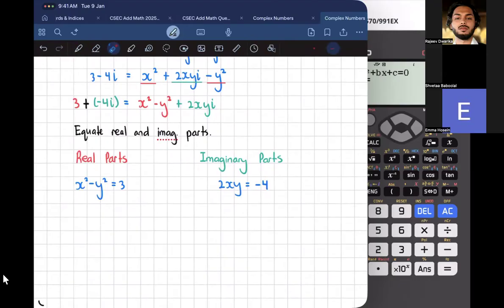This is probably bringing back memories from when all you had to do was ellipses in unit one. I remember the form x squared over a minus y squared over a is equal to 1. Yeah, ellipse.